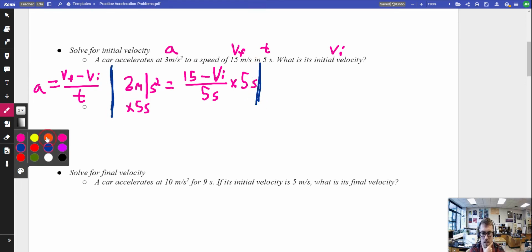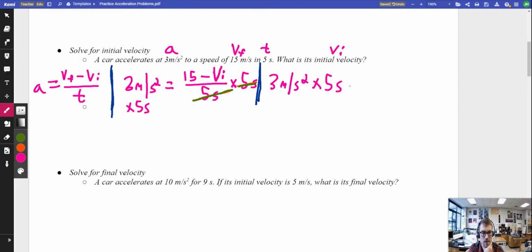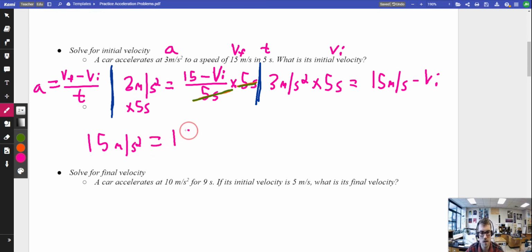Okay. When we multiply both sides of the equation by 5 seconds, on the right side, that's going to cancel out. It's green here, we'll see easier. Those are going to cancel out, and so we're left with 3 times 5. So we've got 3 meters per second squared times 5 seconds is equal to 15 meters per second minus VI. Okay, so now we need to go ahead and do this over here on the left first. So what's 3 times 5? That is going to be 15 meters per second squared, is equal to 15 meters per second minus VI.